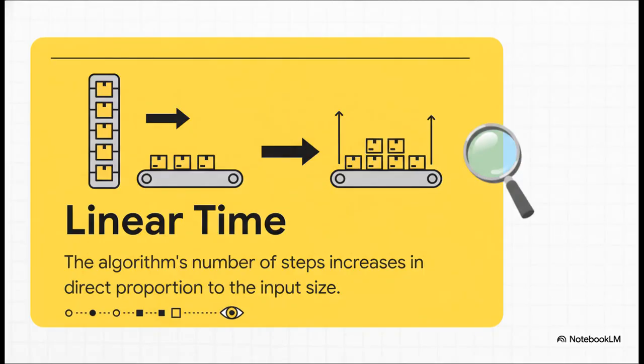All right, next up is linear time. Now, this is a much more straightforward kind of climb. The relationship is simple. The amount of work you have to do is directly tied to the amount of data you have. You double the data, you double the work. End of story. This is what happens when you have to, say, look at every single item in a list one by one to find something.